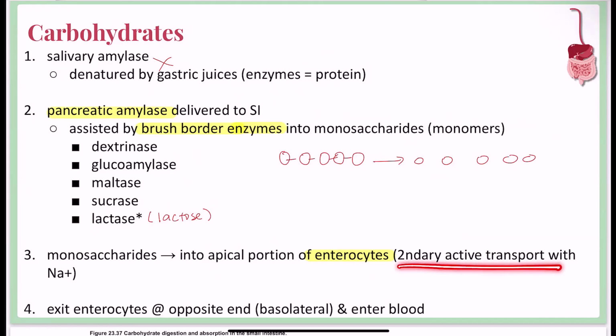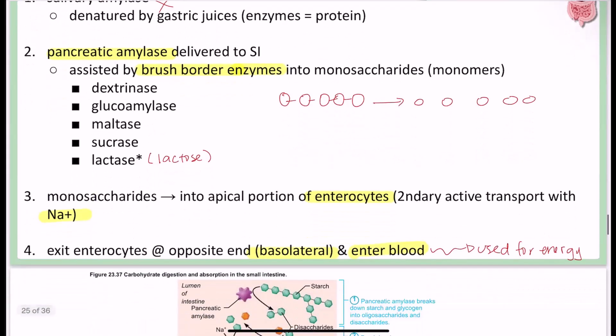And it happens with secondary transport. Secondary transport means that we need a buddy to get into the cell. And that buddy that we need to get into the cell is sodium. Then we leave the cell on the other side, that's called the basolateral side, and then we enter the blood and then we get used. Used for energy. Or whatever we need to use it for. Let me show you what I mean.